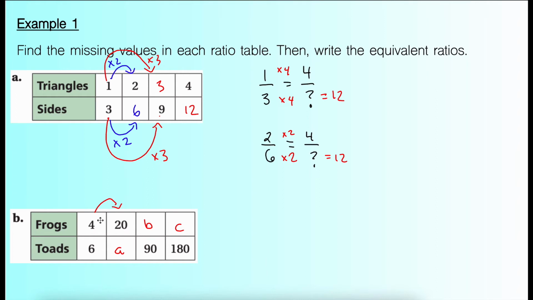All right, to get from 4 to 20 is times 5, so to get from 6 to box A is also times 5, so box A would be 30. 30 toads for every 20 frogs.